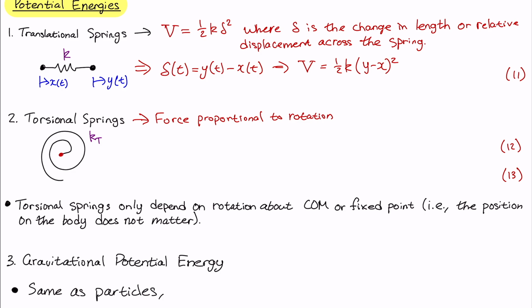We'll measure the rotation of this inside point. We'll call that theta 1. And then this outside point, we have some rotation. We'll call that theta 2. And then the force produced by a torsional spring is going to be equal to kt times quantity theta 2 minus theta 1. Then the potential energy is going to be equal to 1/2 kt times quantity theta 2 minus theta 1, that quantity squared.